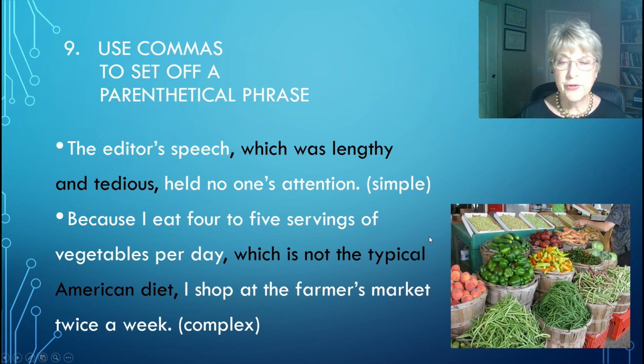Let's look at another example. Because I eat 4 to 5 servings of vegetables per day, which is not the typical American diet, I shop at the farmer's market twice a week. Okay, here's our parenthetical phrase, set off with commas, which is not the typical American diet. Again, the sentence would be correct without this parenthetical phrase, but we would be losing some information if we didn't include it. And it's always nice to include information in parenthetical phrases because it's concise and to the point. And again, we avoid that pitfall of being wordy.